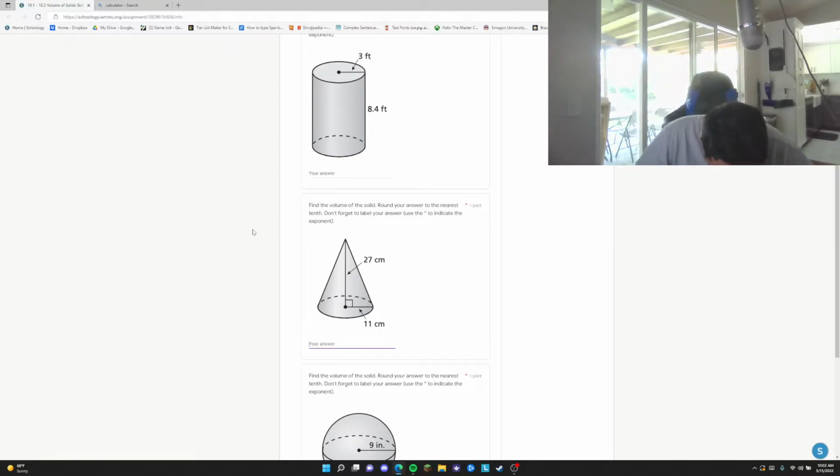Oh wait, no, I'm thinking of square roots. I get square and square roots mixed up. Okay, yeah, 11 squared is 11 times 11. Okay, that confused me for a sec. 121. That's my favorite number. Not really. 121 times the height, when the height is 27. Perfecto. So V equals 1/3 times 3.14 times 121 times 27.